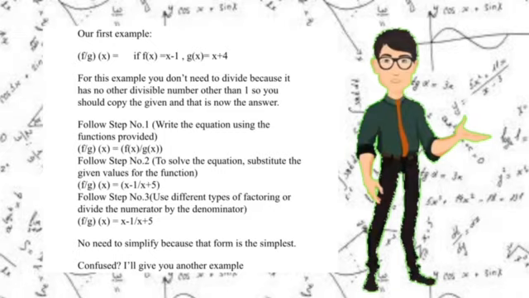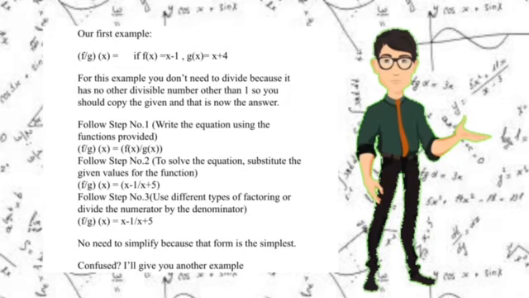For this example, you don't need to divide because it has no other divisible number other than 1. So you should copy the given, and that is now the answer. Step number 1. Write the equation using the functions provided. f divided by g(x) equals f(x) divided by g(x). Step number 2. To solve the equation, substitute the given values for the functions.